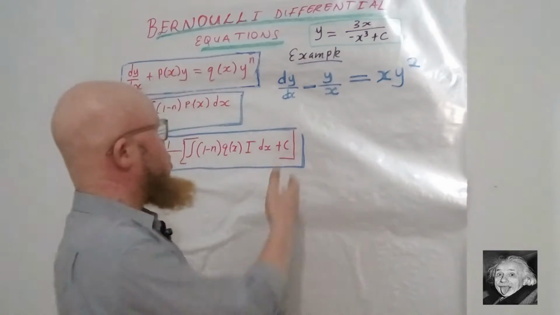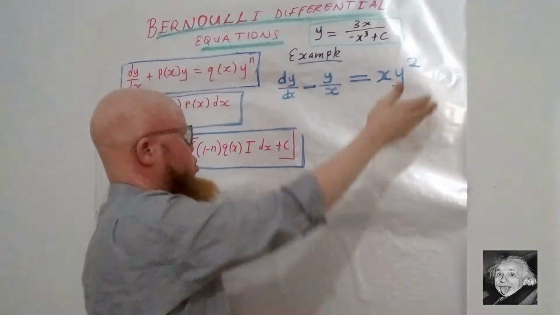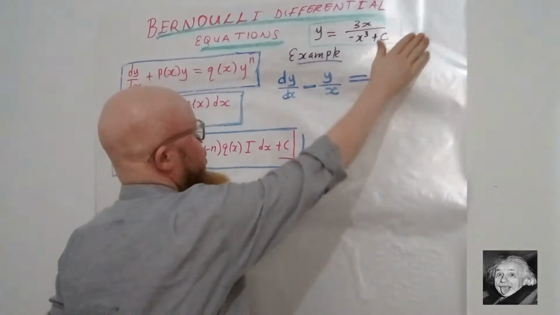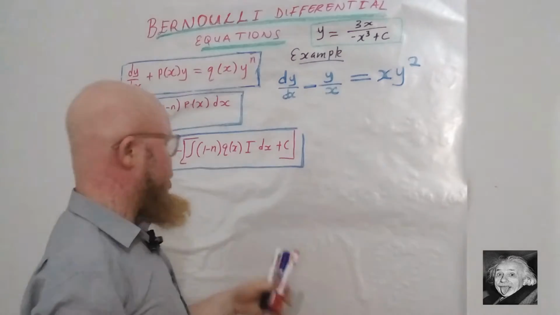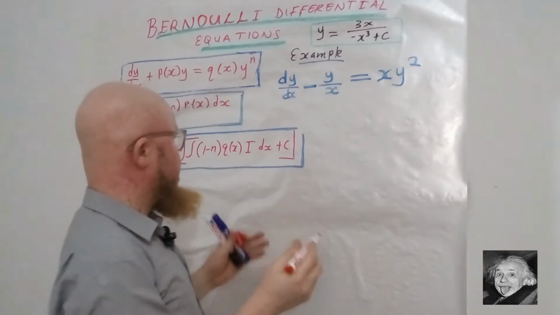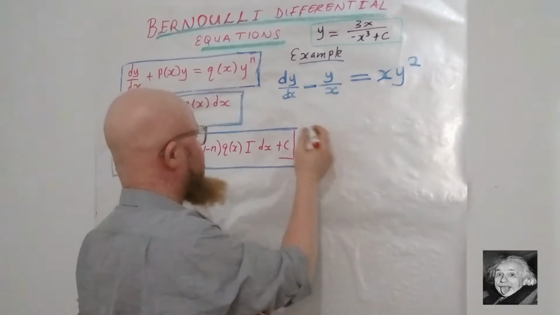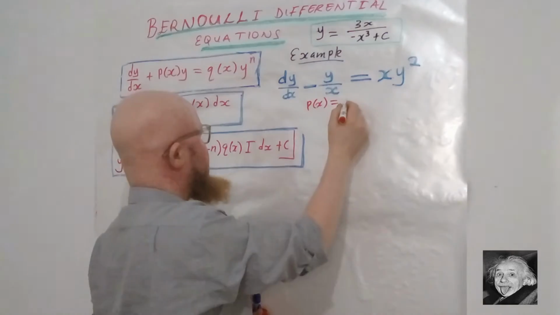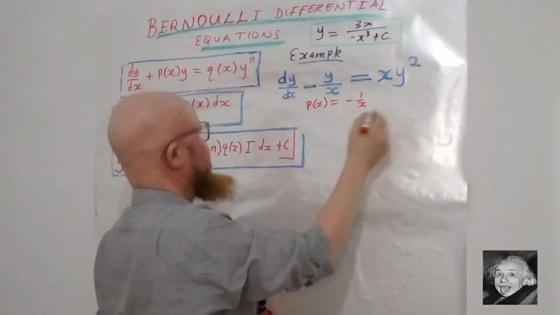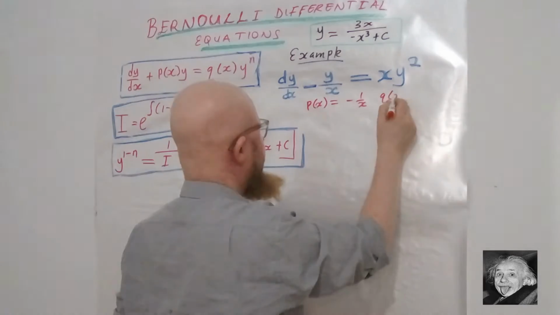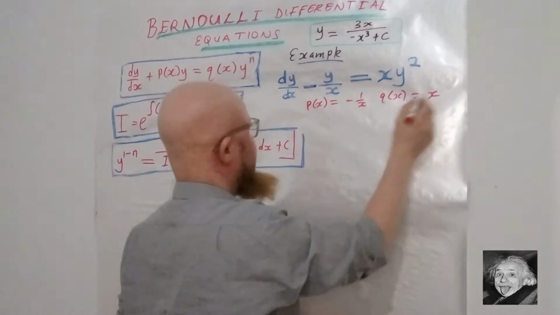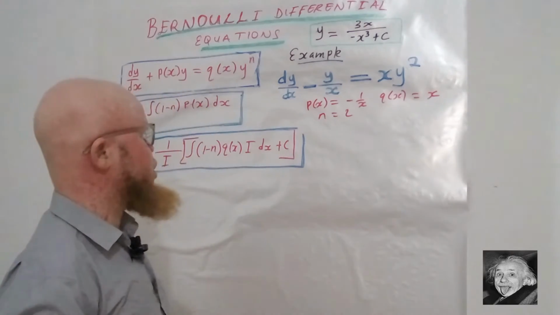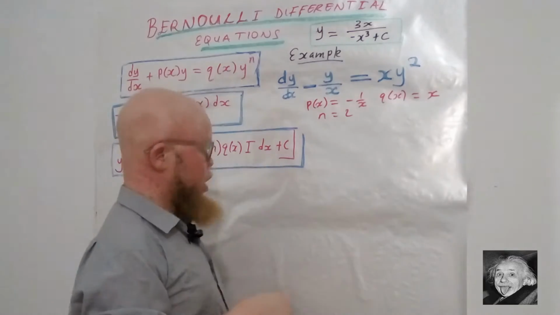So let's solve it. We have dy/dx minus y over x is equal to x y squared. The first step is to identify your key things for solving. What is my P of x? According to this, my P of x is minus 1 over x, my Q of x is equal to x, and my n is equal to 2. These are the only things that I need. So let's find the integration factor.